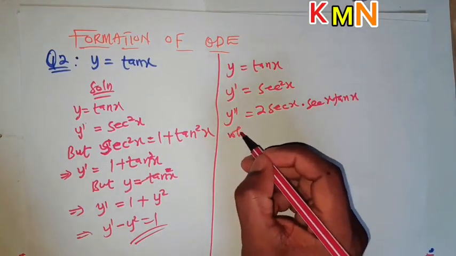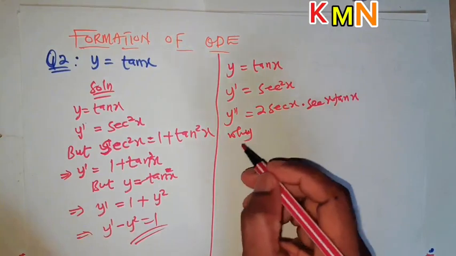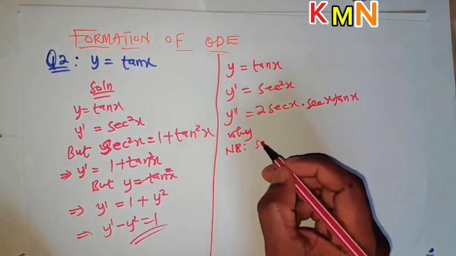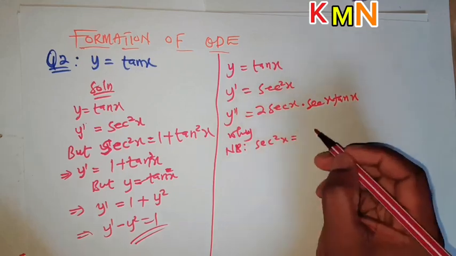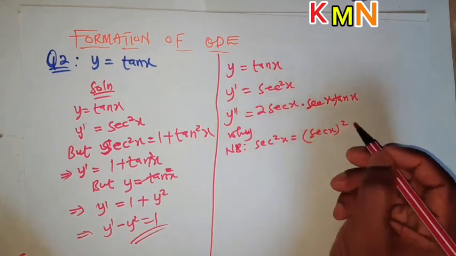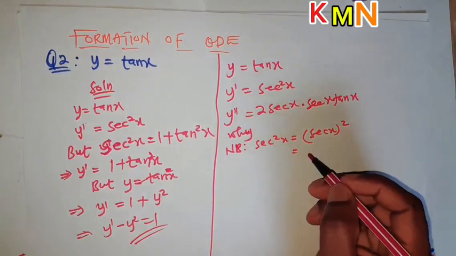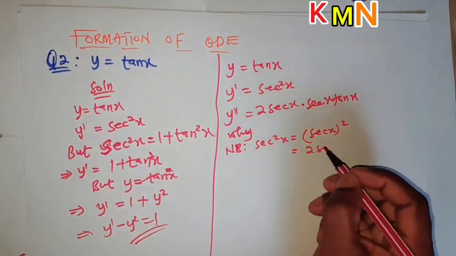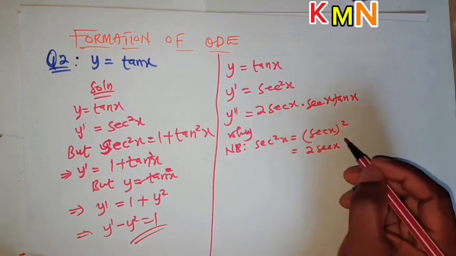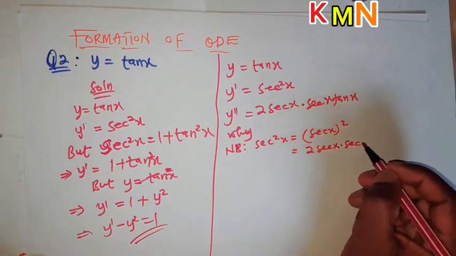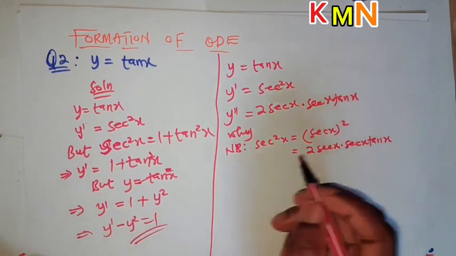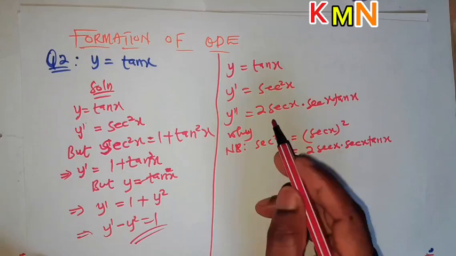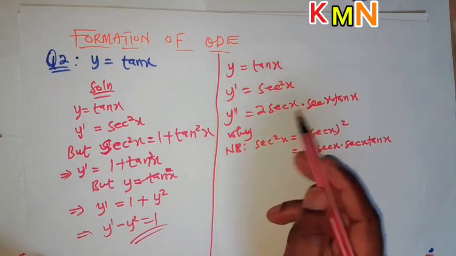Why? We should note that sec square x is the same as sec x all squared, and here we're using the chain rule. Differentiate the whole function, so these two will come here, then we maintain this, and differentiate function within function, and that will give us sec x tan x. I hope it's clear. So that's why we're able to get this.